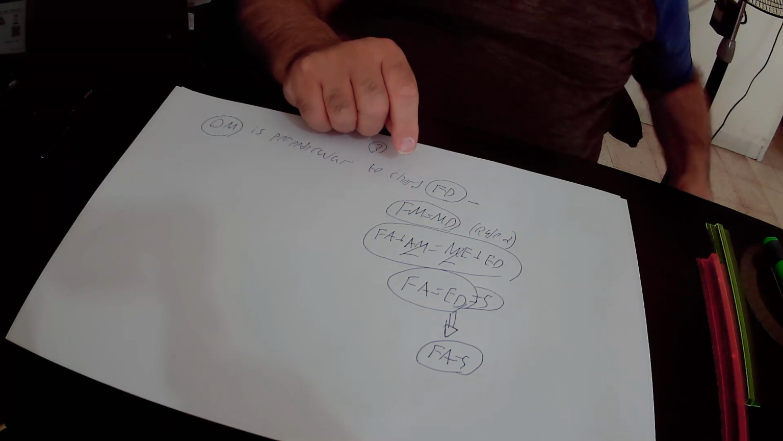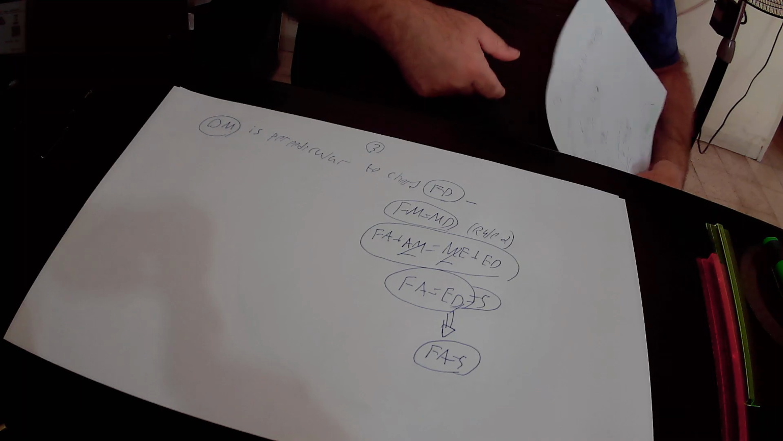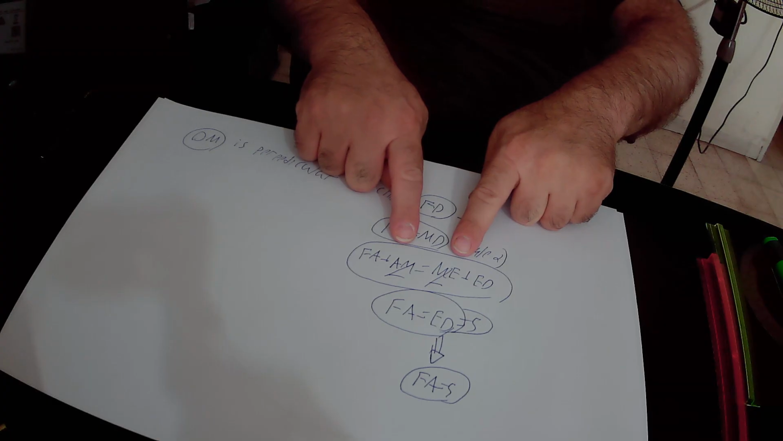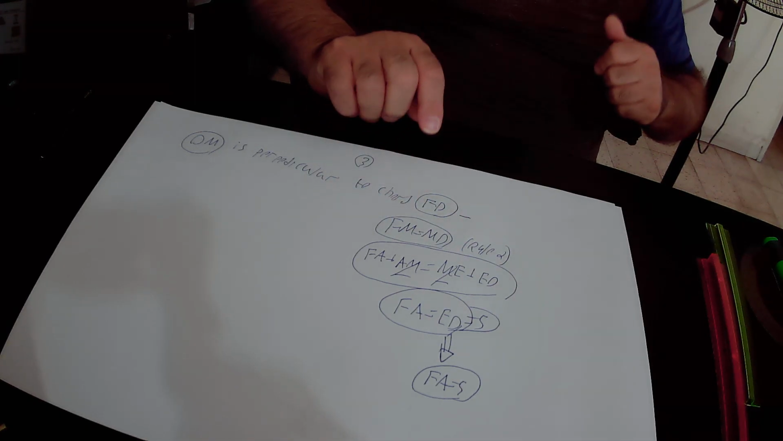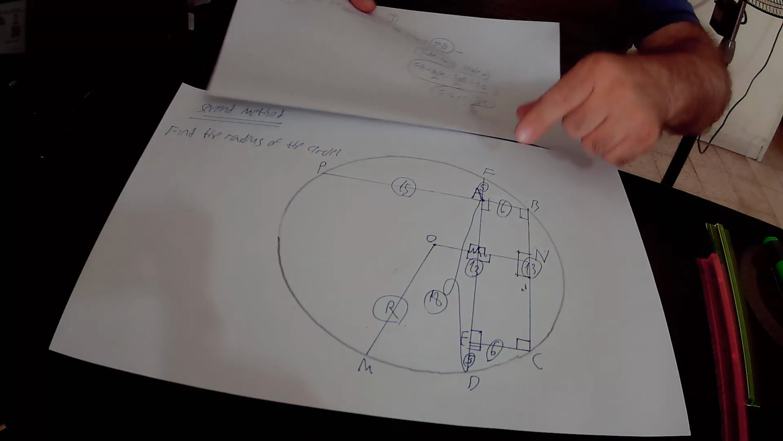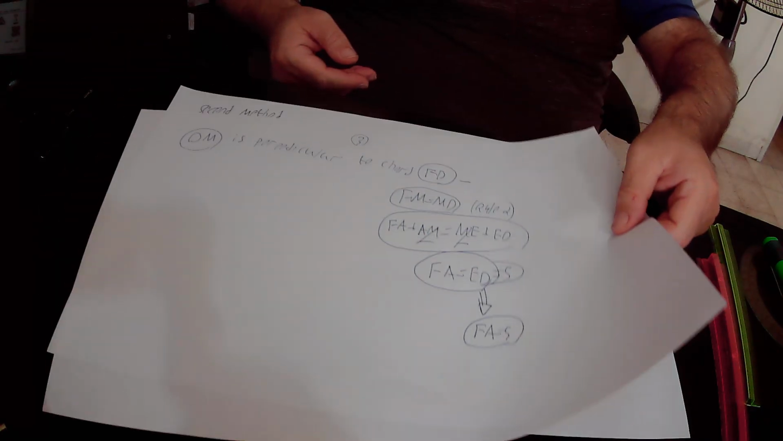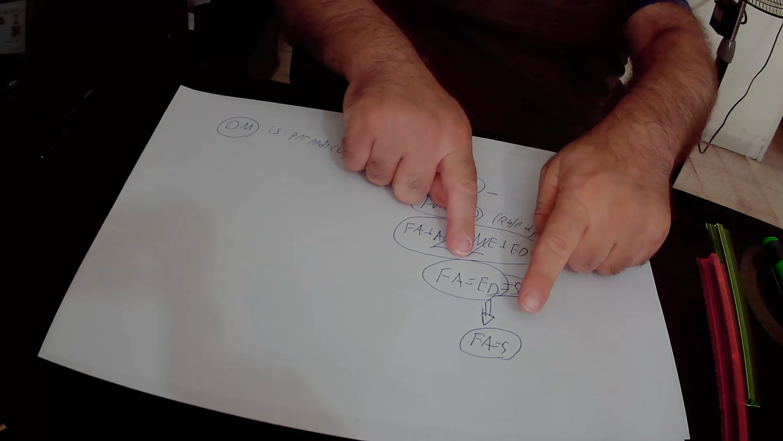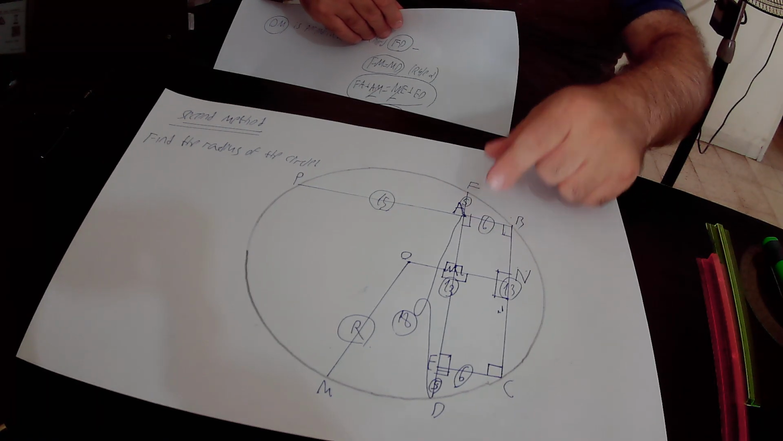But we have already found out that AM equals ME. So here AM equals ME, the two segments are equal to each other, therefore we can cancel them out. So we cancel them and we are left only with FA equals ED. But we have already found out that ED equals 5 units. So from the equation FA equals ED equals 5, we derive that FA is also equal to 5 units. Here, line segment FA equals 5 units.